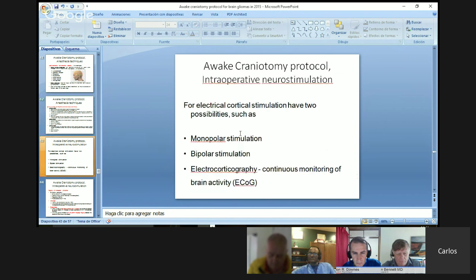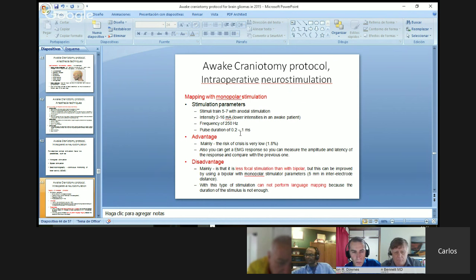For electrical stimulation, we have two possibilities, monopolar stimulation and bipolar stimulation, but we are always doing it with parallel electrocorticographic monitoring for continuous monitoring of the brain activity. When we are mapping with monopolar stimulation, the stimulation parameters are trains of 5 to 7 pulses. The intensity will be between 2 and 16 milliamperes, with a frequency of 250 Hertz and a duration of 0.1 to 1 milliseconds.